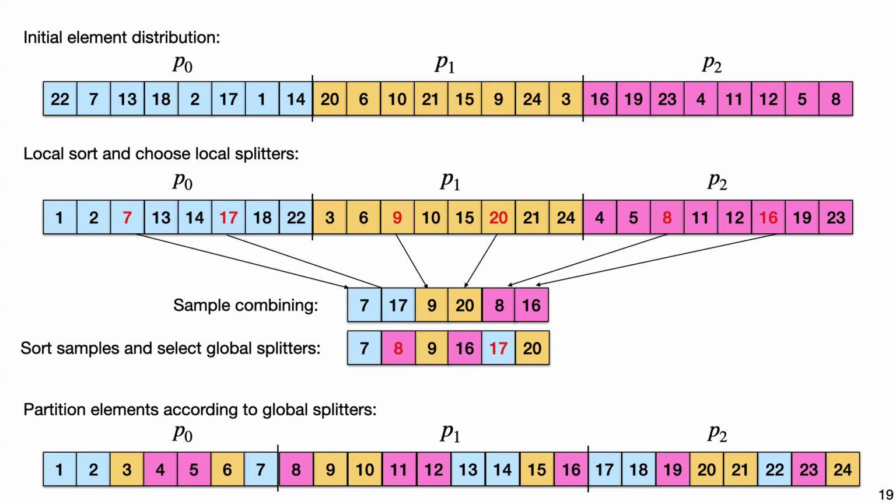And then finally, now you have the different processes, so for example, here the pivot is 8. So 1, 2, 7 are going to stay on processor 0. 13 and 14 are going to go to processor 1. And 17, 18, and 22 are going to go to processor 2. And in P1, the partition is 8. So 3 and 6 are going to go to P0. 9, 10, 15 are going to stay on P1. And 20, 21, 24 are going to go to P2. And something similar in P2 as well. And then, yeah, so you do this partition.